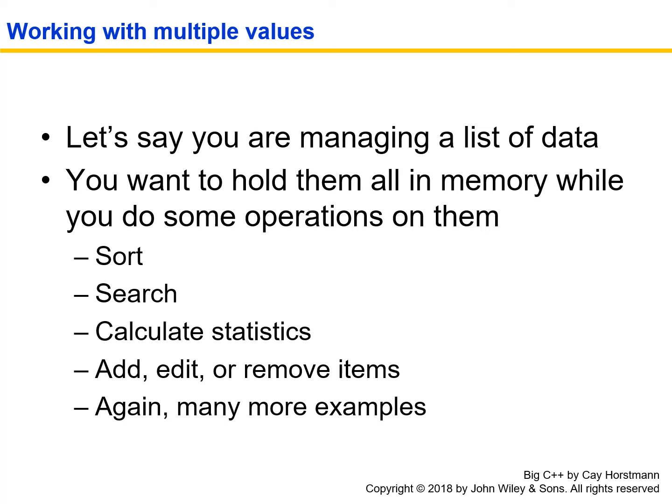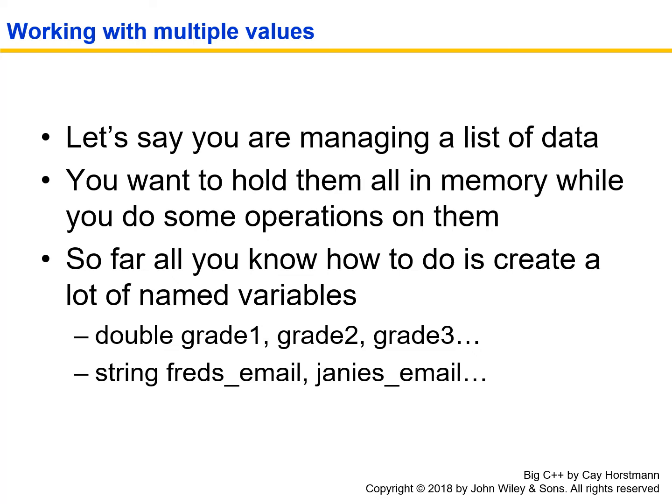What if you have a list and you want to add, edit, or remove items from it? You have to have it in memory so that you can modify it. Again, you can think of probably many more examples of cases where you want to do some operations on memory. So far, all we've learned how to do in this class is create a lot of named variables. Grade 1, grade 2, grade 3, or Fred's email and Janie's email. This gets very cumbersome after a while if we're trying to keep up with a lot of values.